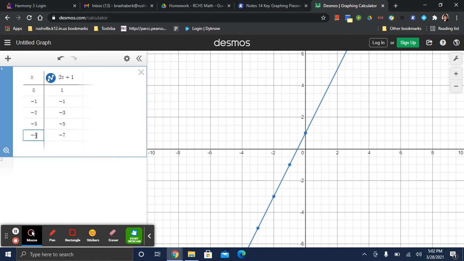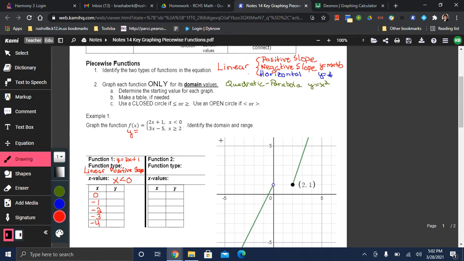And if you had to keep going, you could. So you've got these y values of 1, -1, -3, -5, -7. So you could use those to fill in your table. So we've got 1, -1, -3, -5, and -7.